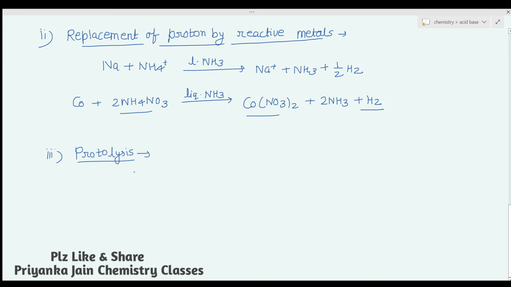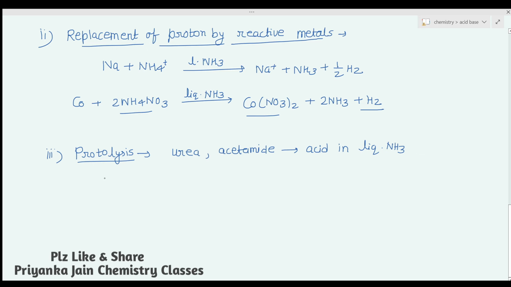Protolysis means certain compounds like urea, like acetamide, like sulfamide etc. that are unable to donate protons in water. If you take urea or acetamide in water, they do not give you protons. These are not donating protons to water, but they readily donate protons to liquid NH3. It means these are acting as the acid in liquid NH3. It cannot happen in water. These cannot act as the acid in water, but they can act as acid in liquid NH3.